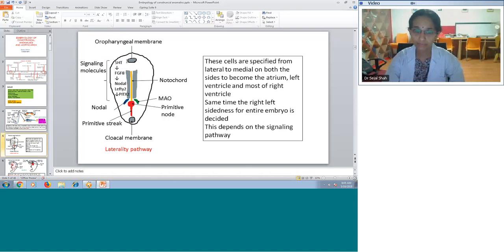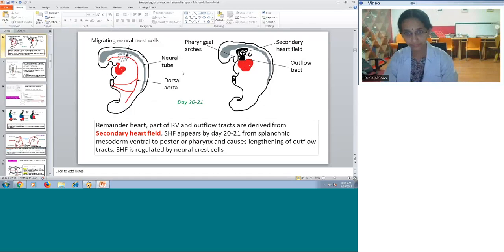So you can see various things are responsible for that, and these are called the signaling molecules. This happens at the same time where the right and the left-sidedness of the embryo gets decided. So this is related to the primary heart field. The remainder of the heart, which includes the remaining part of the right ventricle and the outflow tract, are derived from the secondary heart field.